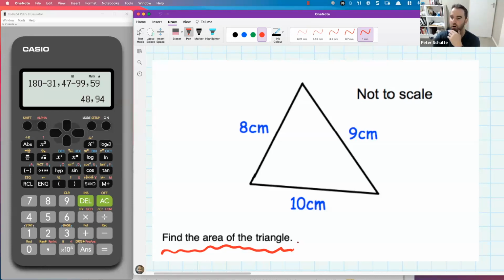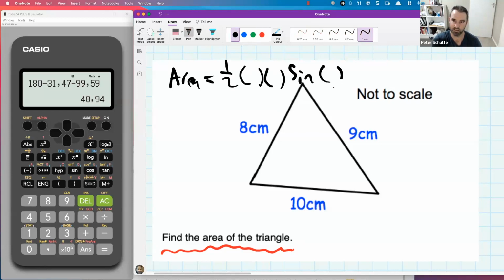Mbali and Zanele, you're on the money. Find an angle first. To use the area rule, which we haven't spoken about very much tonight, the area rule says a half times two sides times the sine of the angle in between. And you've got plenty of sides. What you don't have is something here. But maybe you can find something there.